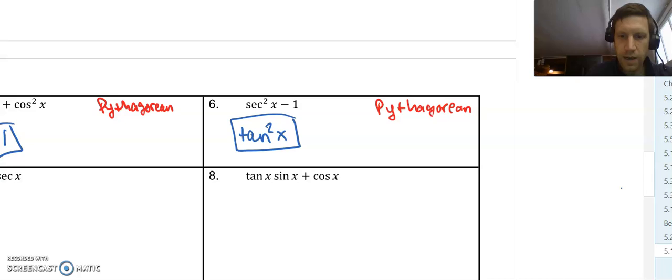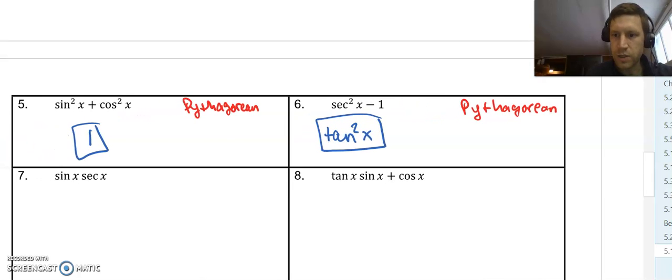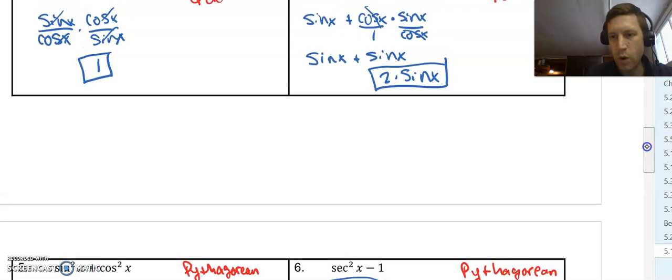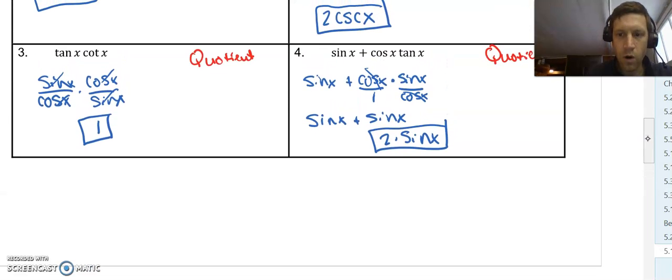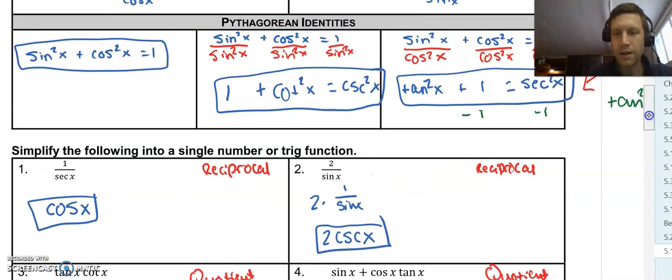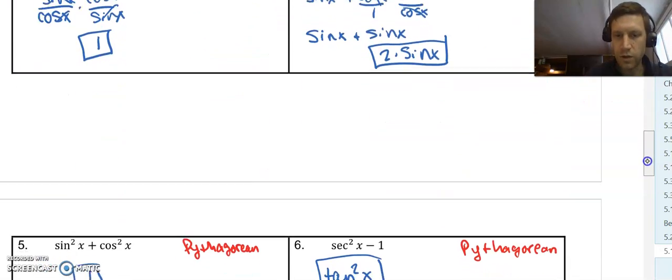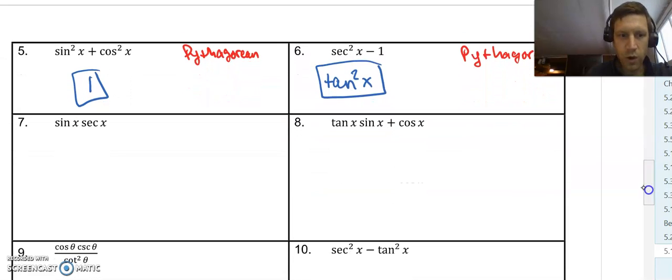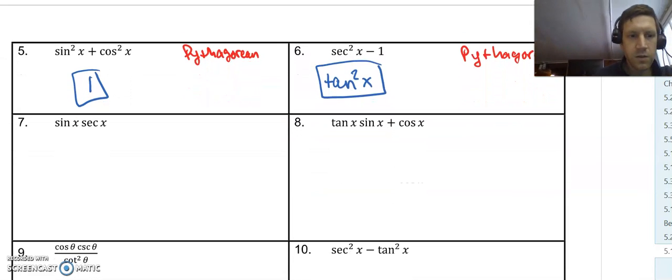Okay, so let's take a look again at the types of expressions I'm being left with. I had 1, that's one term, right? I had tangent squared of x, that's one trig function. Happens to be squared, but it's one trig function. For number 3, I got 1. For number 4, I got 2 sine of x. That's one trig function, just with a coefficient, right? Cosine of x, 2 cosecant of x. So hopefully you can see that we're simplifying to one nice term. Sometimes it's a constant, sometimes it's a trig function with a coefficient, sometimes trig function squared, that type of stuff. So number 7, sine of x times secant of x.